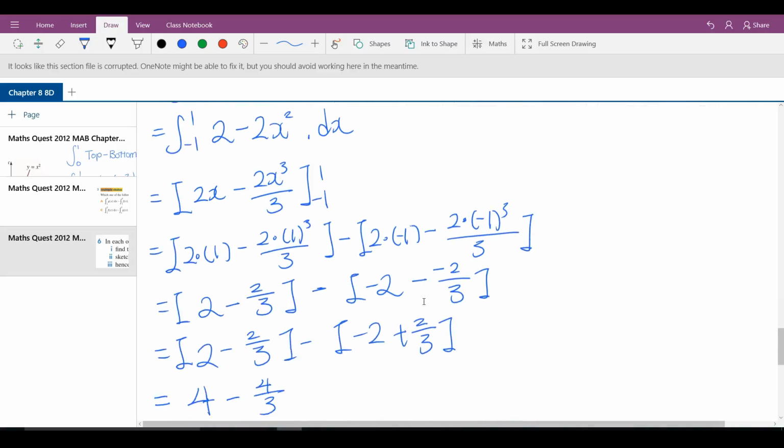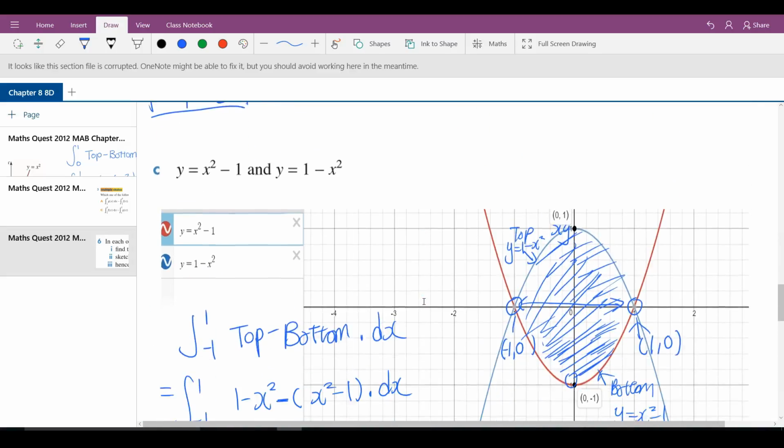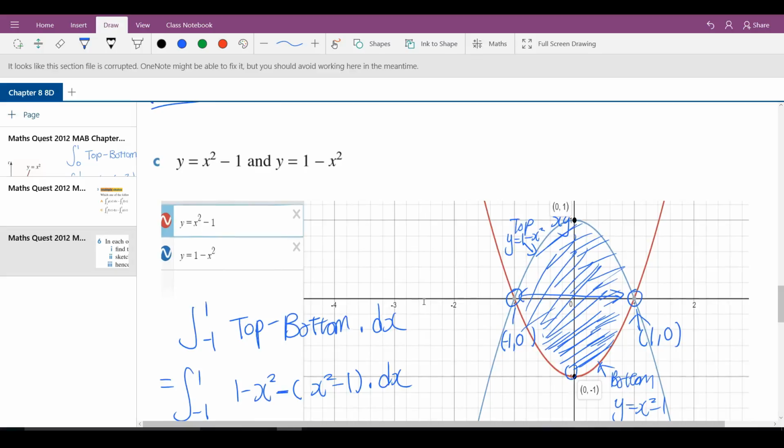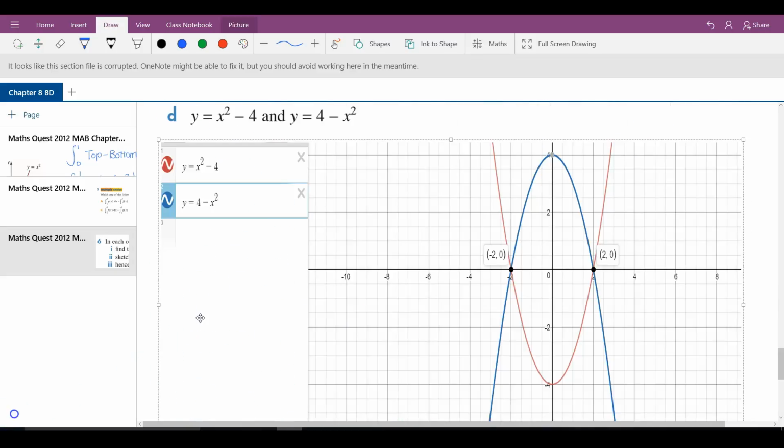Okay, so that's question C. Alright, let's move on to question D. Alright, question D. Okay, so this time pretty much the same graph. And I'm not going to be mistaken this time. I got the correct point. So it will be from negative 2 to 2.